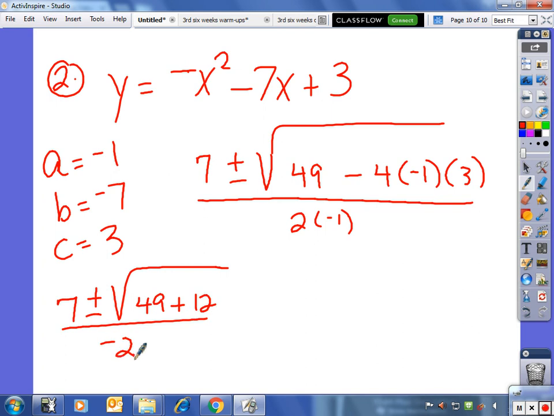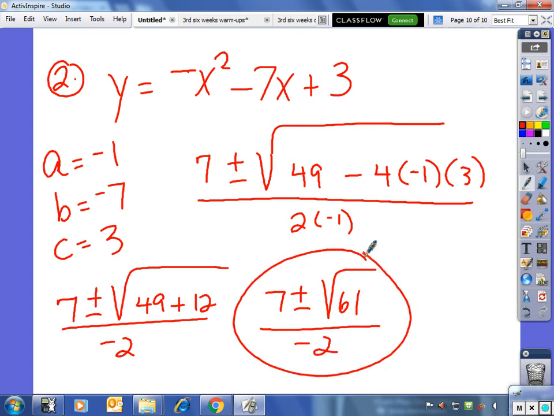Did this one have roots? It should. I got a positive number inside the radical symbol. What's 49 plus 12? Now, is 61 a perfect square? No, but does that mean it doesn't have roots? It has 2 roots. I know it has 2 roots because this is positive. I said if it's negative, then it has no roots. If this was a negative number, it would have no roots.